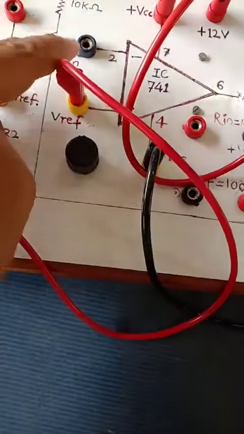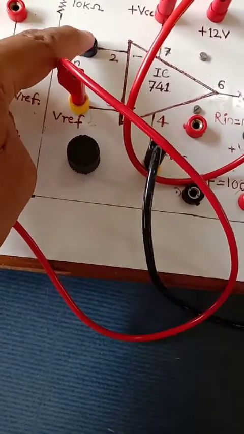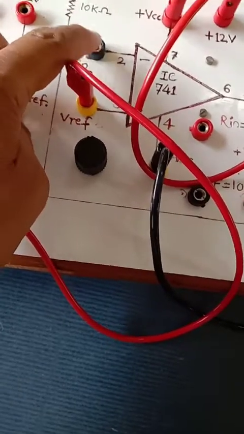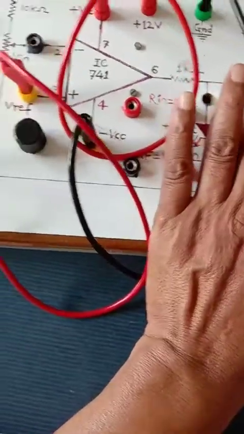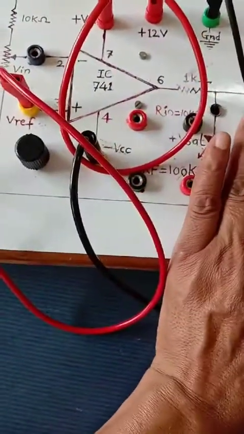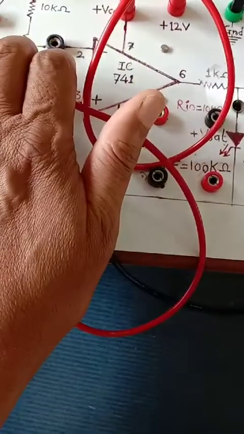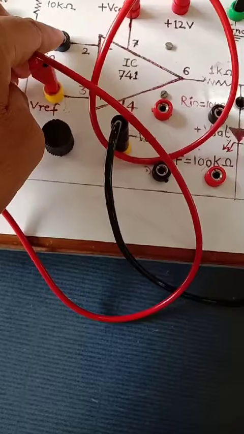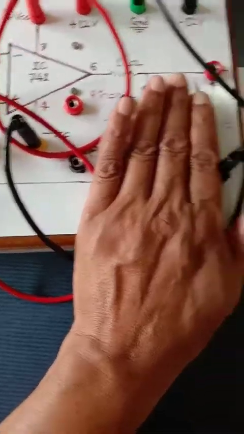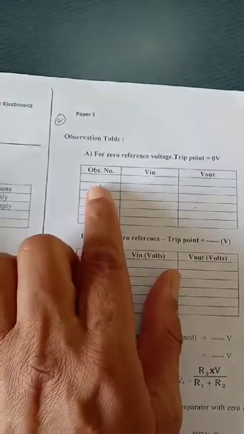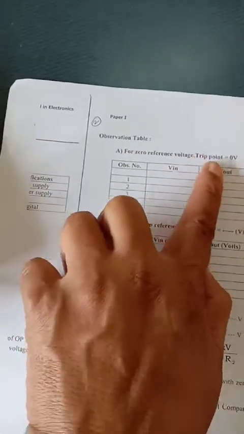If the input voltage is greater than 0 volt, then we get negatively saturated output voltage, because this is an inverting type comparator. If the input voltage is -1 or -2 or -3, then only we get positively saturated output voltage. First of all, we will measure the input voltage, and we will note down these readings here in the first table. For the zero reference comparator, the trip point is 0 volt.